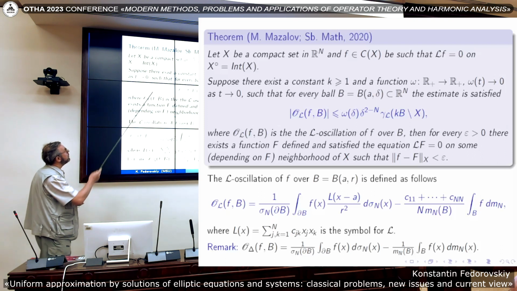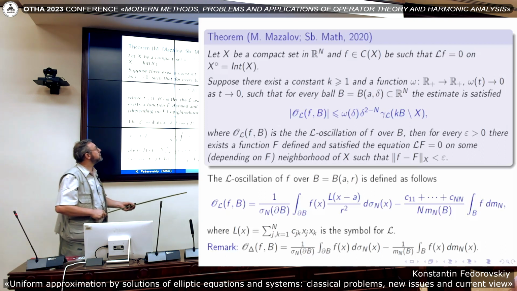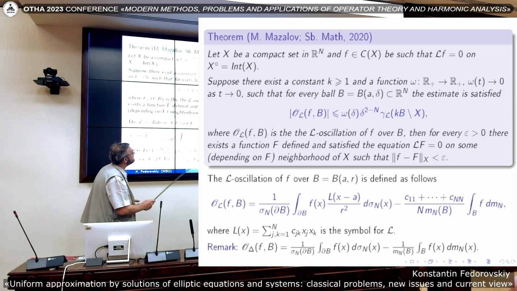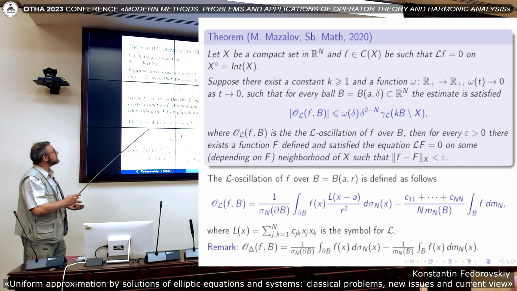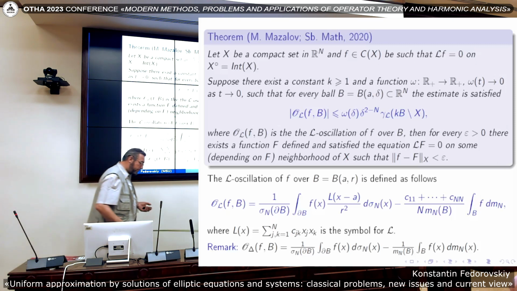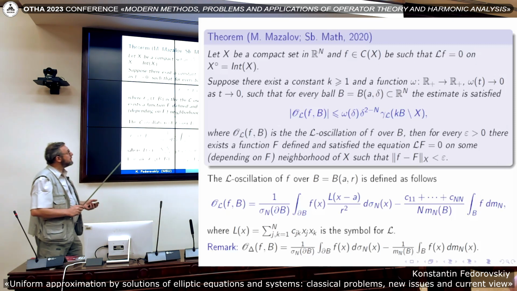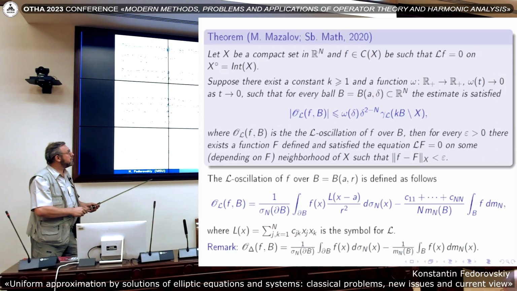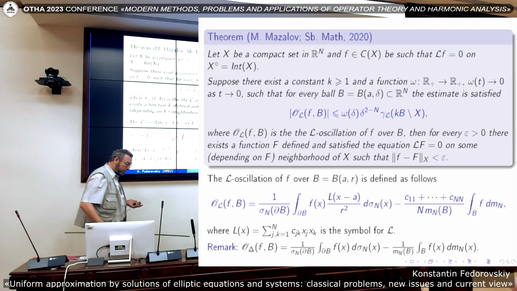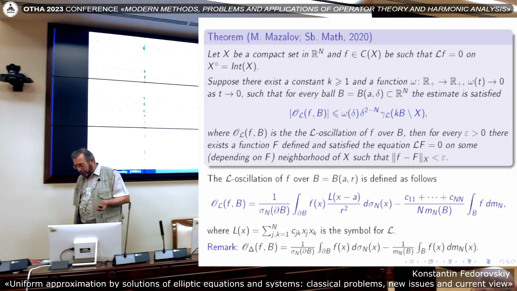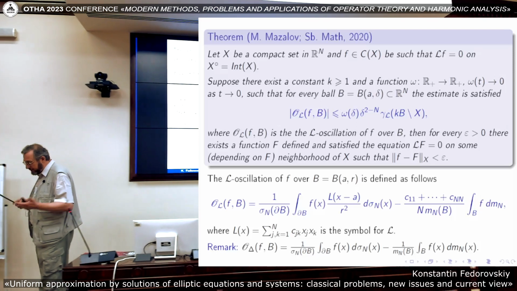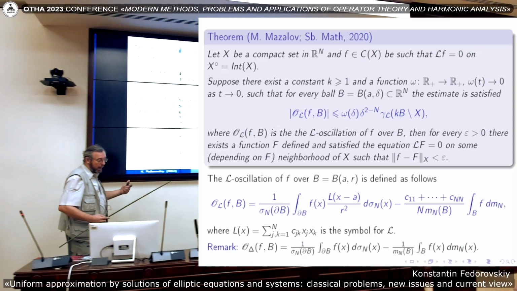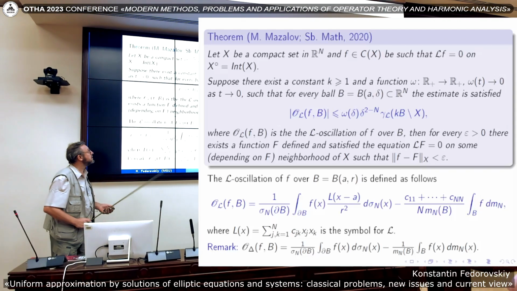We have an arbitrary compact set in R^n. We have a function f continuous on this compact set, such that this function satisfies our equation Lf equals 0 on the interior of X. And we ask whether or not it's possible to approximate this function by functions satisfying this equation in a neighborhood of X. So it's similar to the classical problem of approximation by rational functions, for a function of a complex variable on a compact set in the plane, by, for example, rational functions with poles located outside the set where approximation is considered.